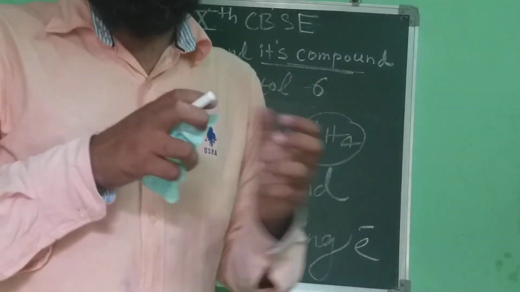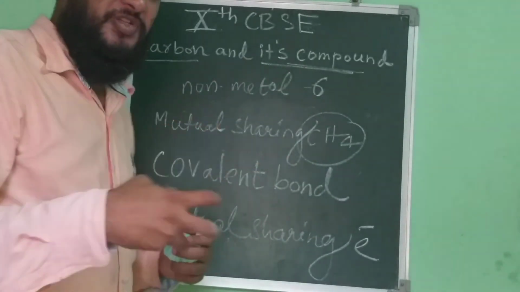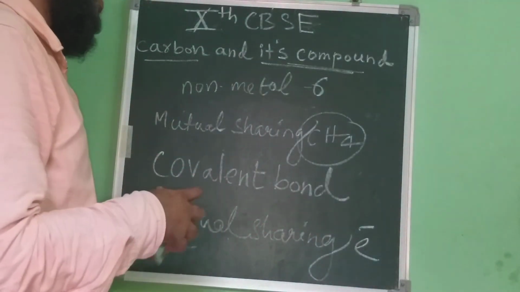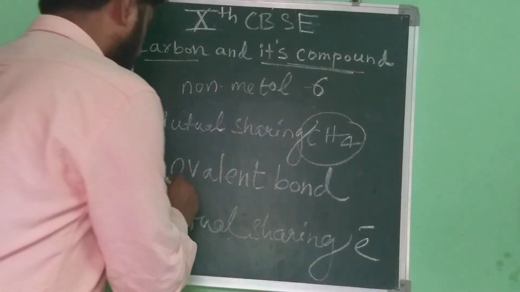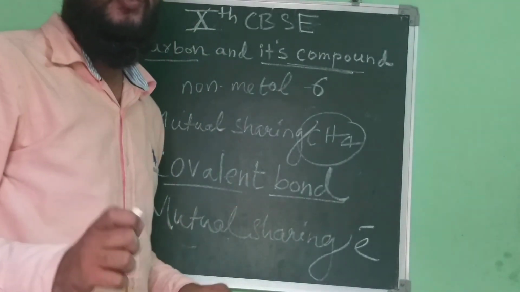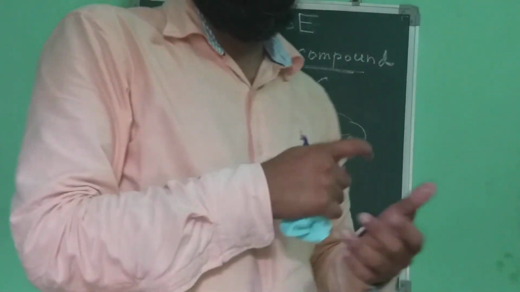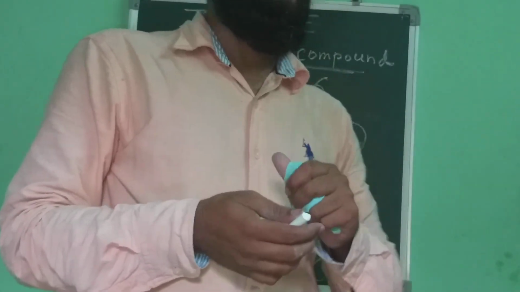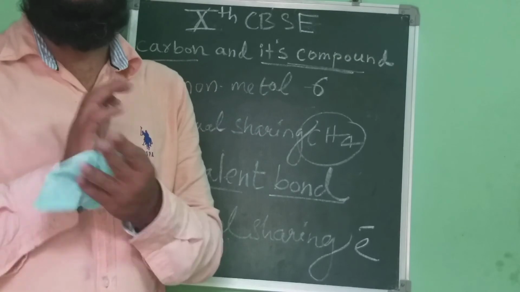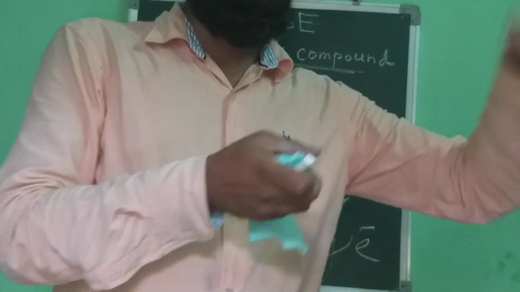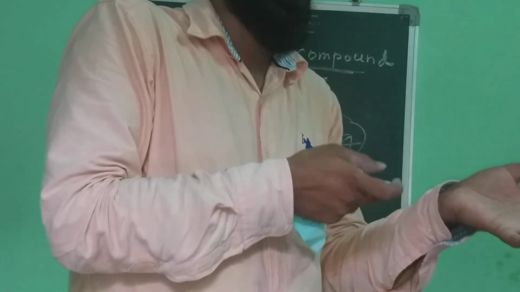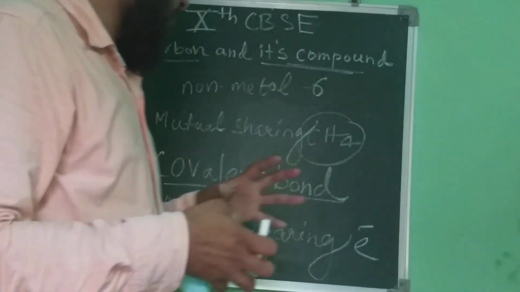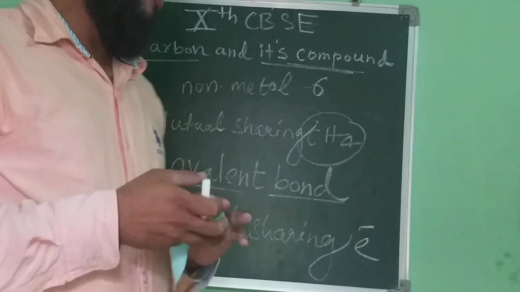The number of electrons shared by an atom is its covalency. Now this is a covalent bond, which is due to the mutual sharing. It is not due to the donation of electrons or the acceptance of electrons. It is about mutual sharing: one atom shares one electron, another atom shares another electron. Both atoms share their electrons and form a bond, and this bond we call a covalent bond.